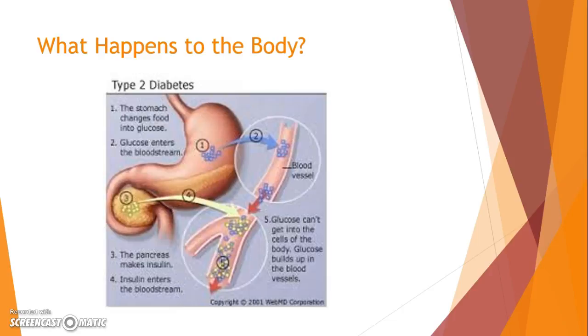So, what happens to the body when you have type 2 diabetes? Well, first of all, the stomach. When you ingest food, the stomach changes food into glucose, and the glucose enters the bloodstream, and we use that for energy. When there's glucose in the bloodstream, the pancreas then is signaled to produce insulin, and then the insulin enters the bloodstream. So the insulin goes in and it will help the glucose be metabolized and used by the body throughout the bloodstream. So when the glucose can't get into the cells of the body, it kind of builds up and clogs the blood vessels that are in the body.